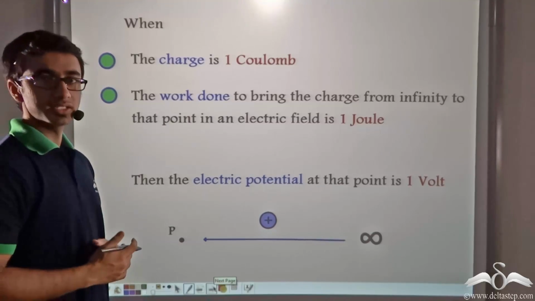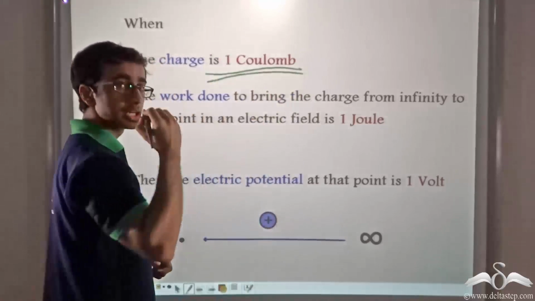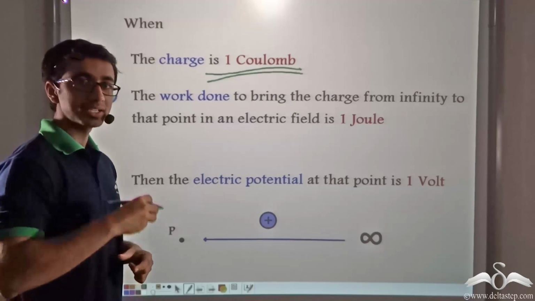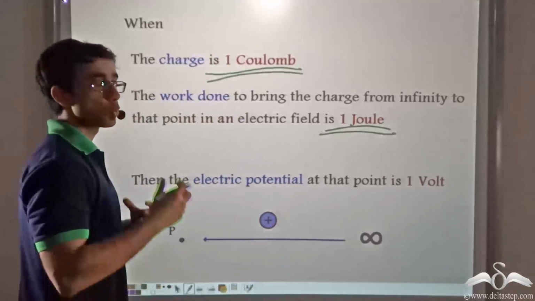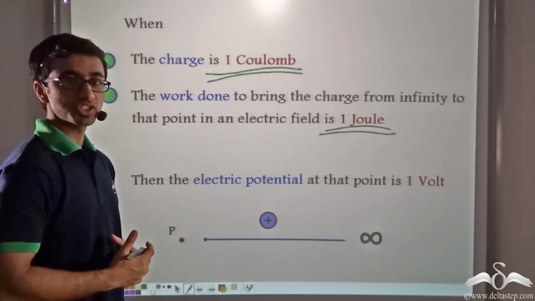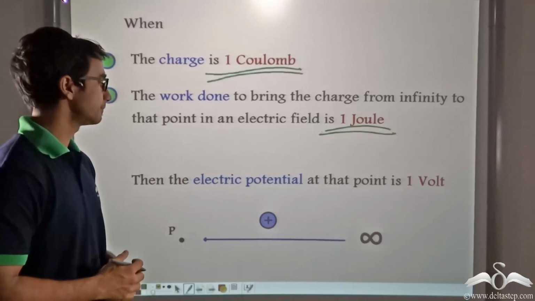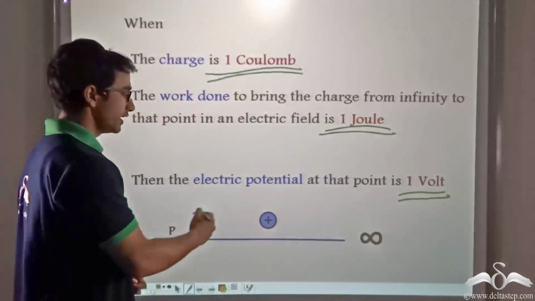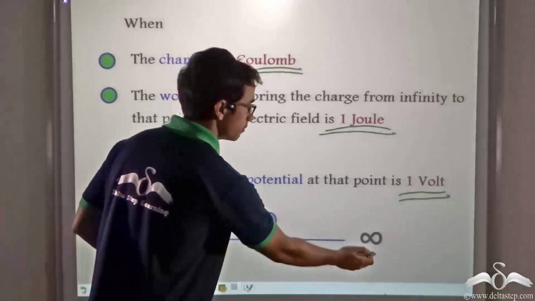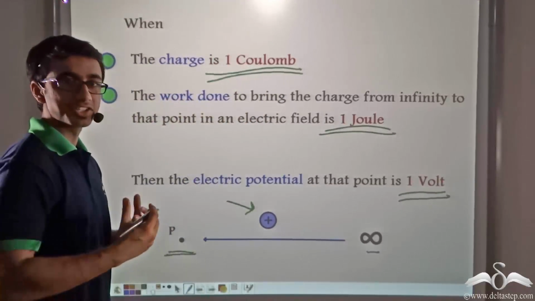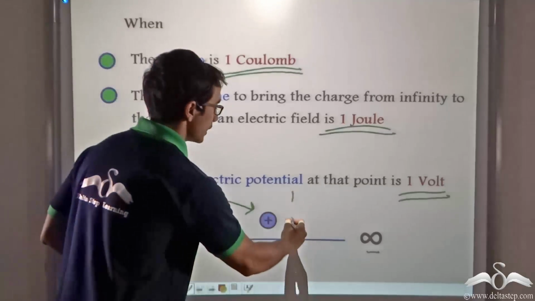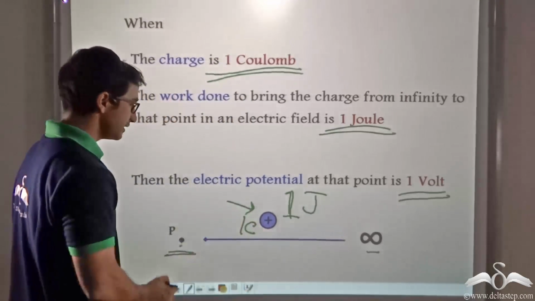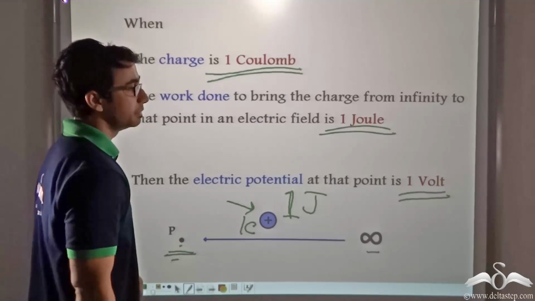So when the charge being considered is 1 coulomb, because we are considering a unit positive charge, and when the work done to bring the charge from infinity to that particular point in the electric field is 1 joule, that is 1 joule of work is being done in order to bring 1 coulomb of charge from infinity to the point in the electric field, under such circumstances, the electric potential at that point is 1 volt. So over here, the unit positive charge is being brought from infinity to a point P inside an electric field. Under the circumstance, if 1 joule of work is being done in order to bring 1 coulomb of charge from infinity to point P, we can say that the potential at point P will be 1 volt.